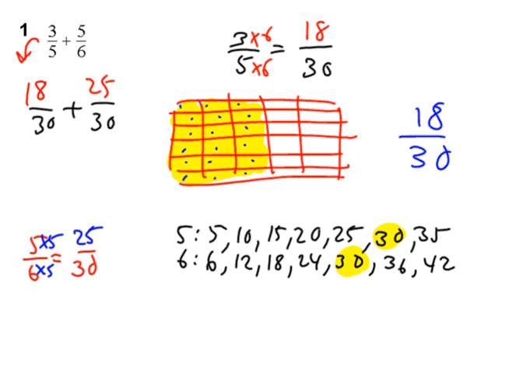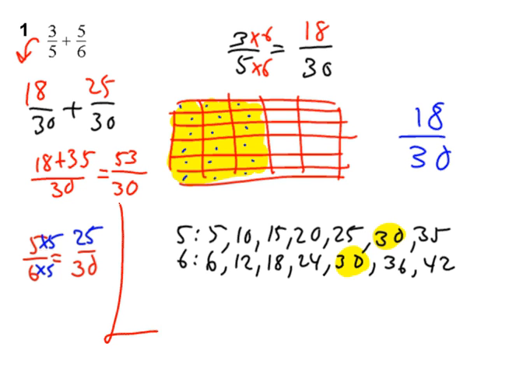So now that we have them in the same size pieces, we can say, well, how many 30ths do we have altogether? We have 18/30 plus 35/30, which is a total of 53/30. Now we call this an improper fraction, and as a mixed fraction, that would be 1 and 23/30. And that is your final answer, 1 and 23/30.